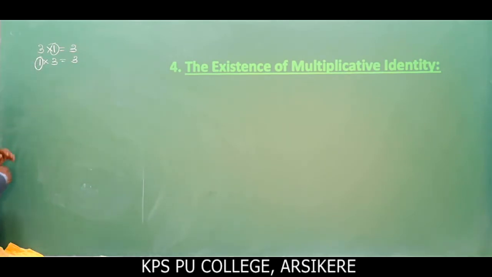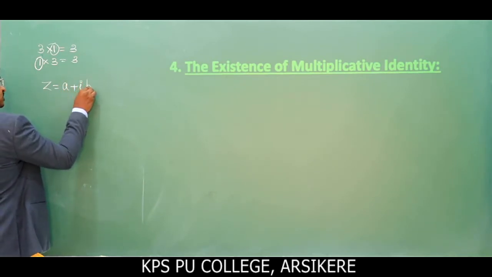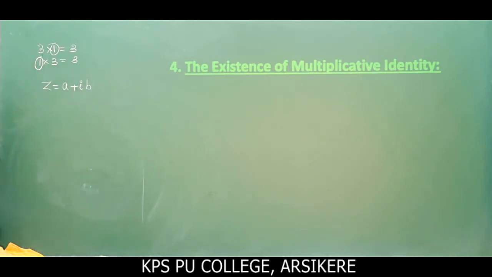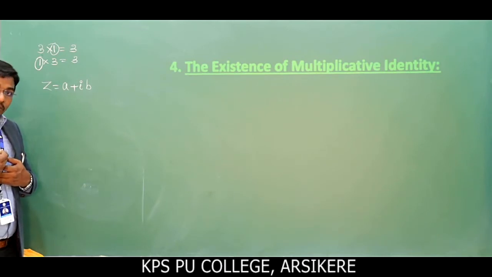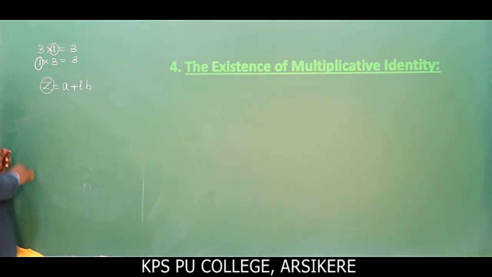So when it comes to a complex number, z is equal to a plus ib. It has both real and imaginary part. So I will multiply one complex number by some number, and we have to get the same z there. ಯಾವ ನಂಬರ್ ಅದು?